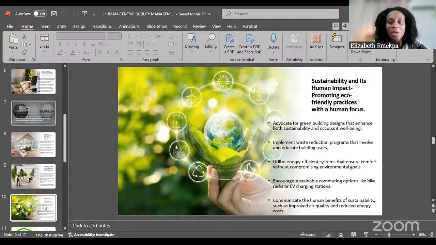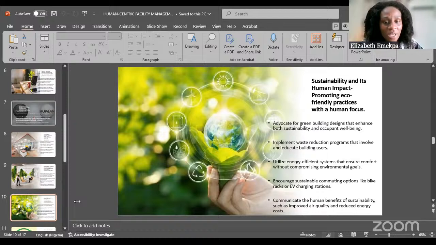Yes, it's beautiful. Sustainability and its human impact, promoting eco-friendly practice with human focus. What does that mean? All these many things, what are we trying to say? Sustainability, we as humans, how do we promote it? You as an individual, it starts with you. What are those things you practice to enhance sustainability in your workplace, in your church, in your home, in the society?